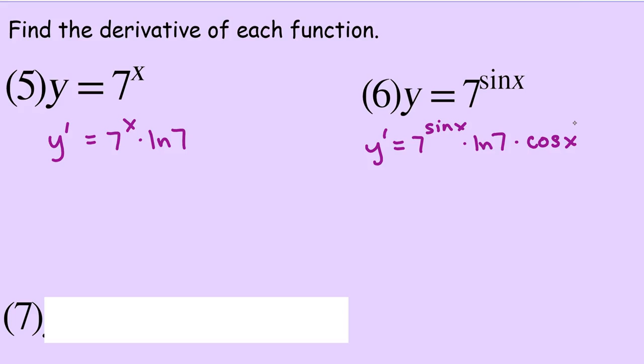Now, I suppose a person could rearrange these terms and maybe write cosine x first, and then 7 to the sine x. I don't know that it really makes a difference for this particular problem what goes first, second, or third. I don't think you want to write natural log of 7 before 7 to the sine of x, unless you make it very clear that you're multiplying there. So no real hard and fast rule about that.